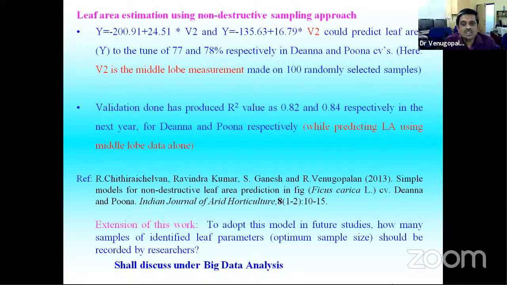The validation which was done in the next year yielded R-square values of 82% and 84%. So without removing the leaves, by non-destructive sampling, this leaf area model will enable a quick estimation of leaf area. The results are also presented in this paper. As an extension of this work, I will cover big data analysis to address the question of how many samples are required, that is, the optimum sample size for conducting future experiments to estimate leaf area using the non-destructive method. Here we have done 100. Whether 100 is sufficient or 200 is required, we shall see in detail.